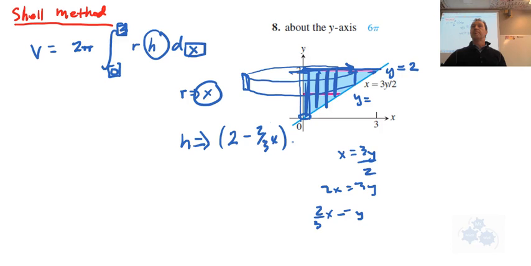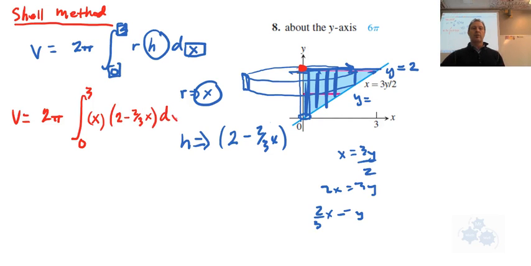Are you with me so far? We've got to put this all together, so let's put it together over here in red. We have 2 pi, an integral in the x direction from 0 to 3. The x is our radius, because we're revolving around the y-axis, so we don't have to add anything to the r. The radius is just whatever the x value is, because the middle is at the y-axis. And then h, we said, was 2 minus 2/3 x, and all of this is an integral with respect to x.